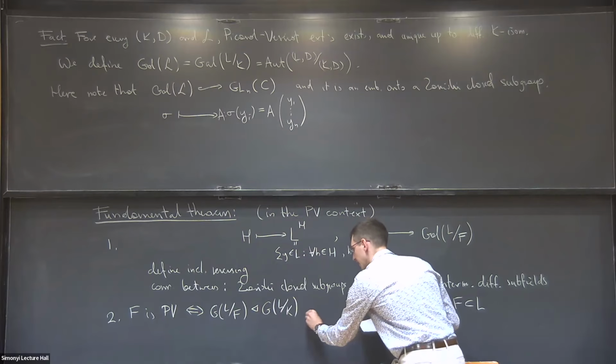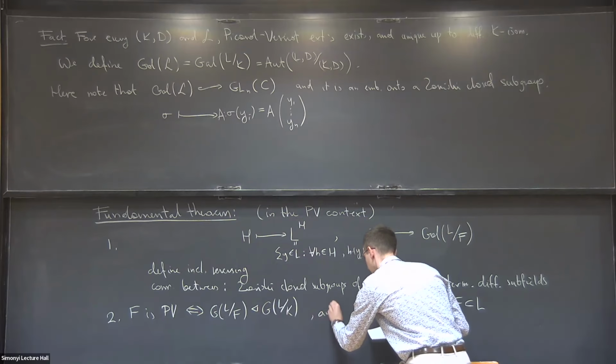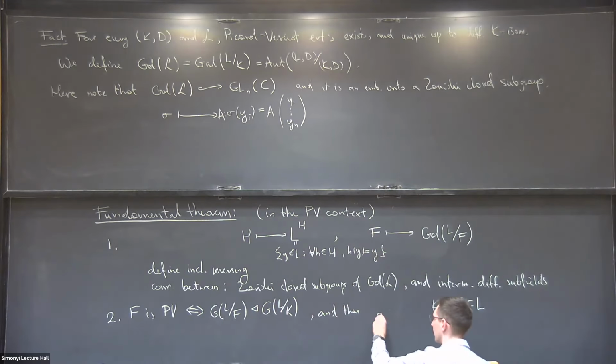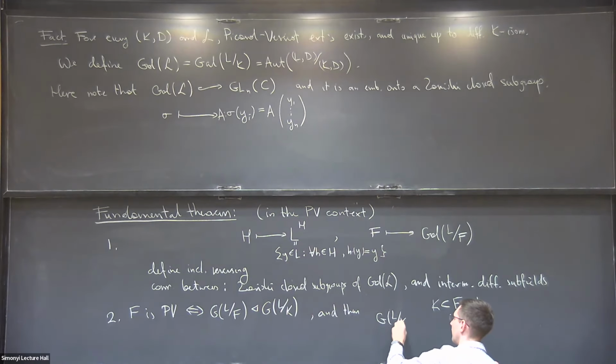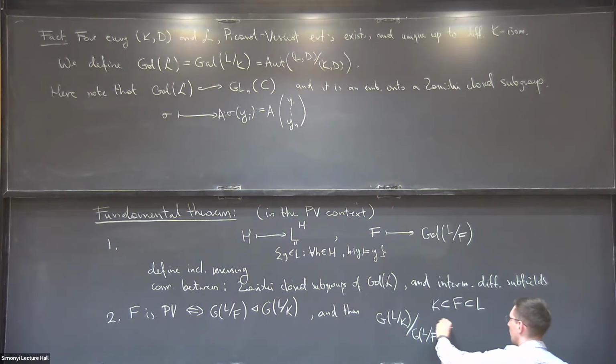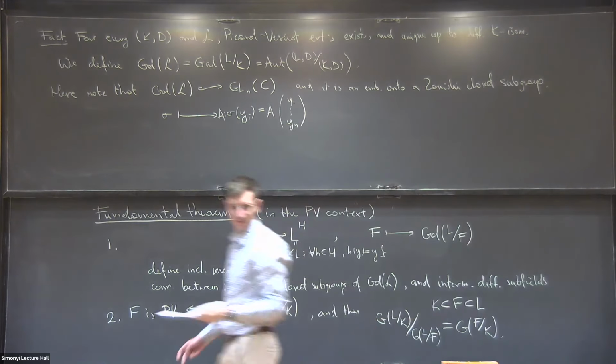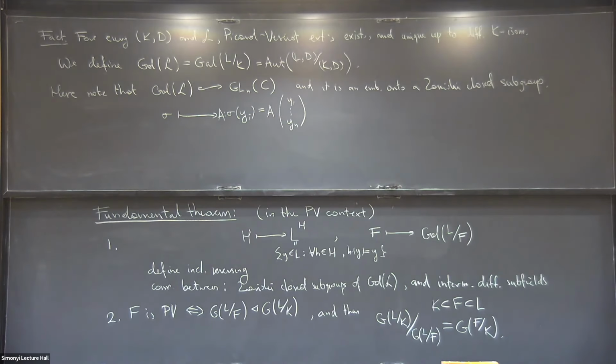So we have this, and then the quotient of the Galois groups, the Galois group of L over K, divided by the Galois group of L over F, is the Galois group of F over K. So this really works sort of like usual Galois theory. And maybe let's consider some examples.